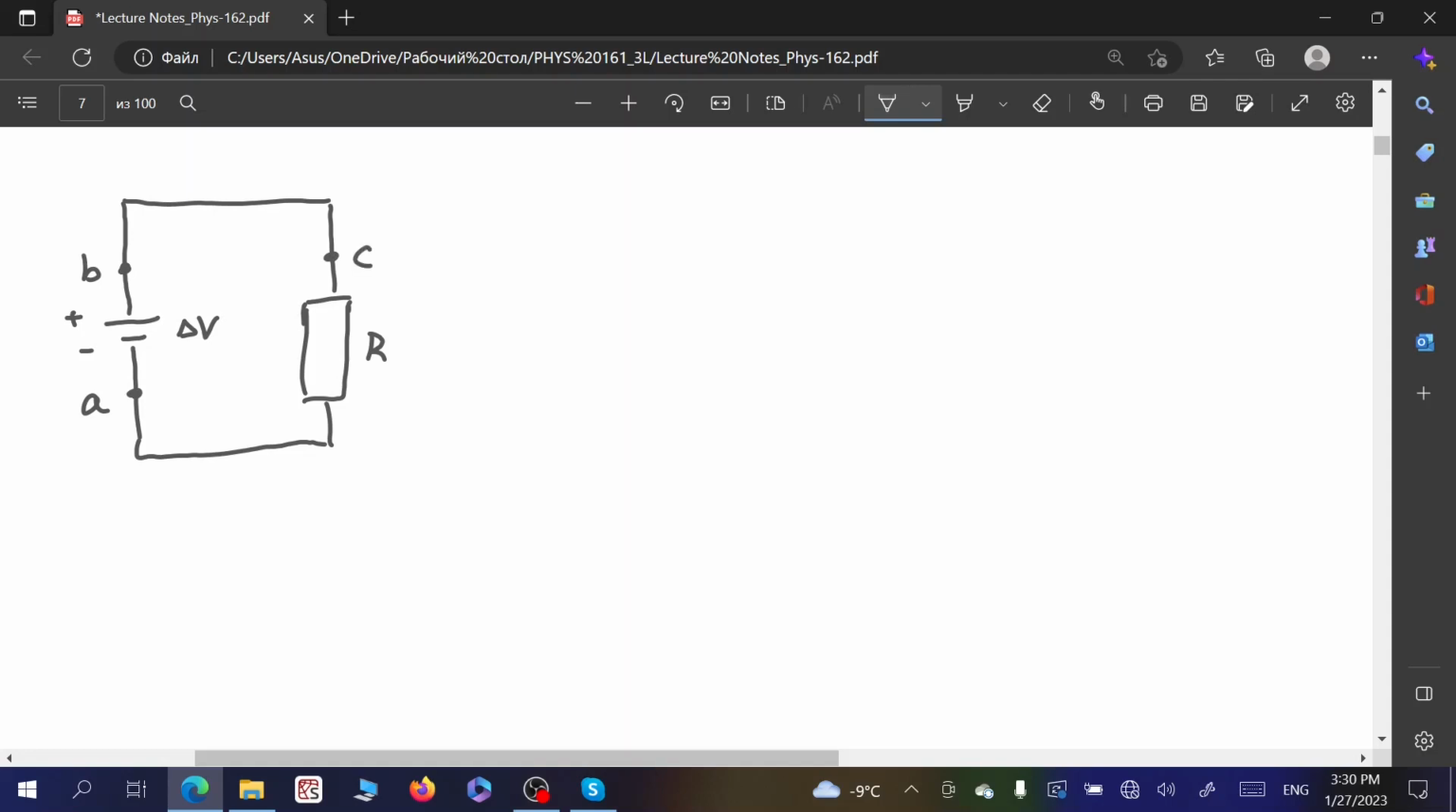So that will be plus and minus terminals of a battery. And here we have a resistor. We neglect the resistance of these wires. So we have just a resistor with electrical resistance R, and this electric generator, the battery, which generates potential difference delta V at its terminals. So let us consider points A and B. And here will be points C and D.